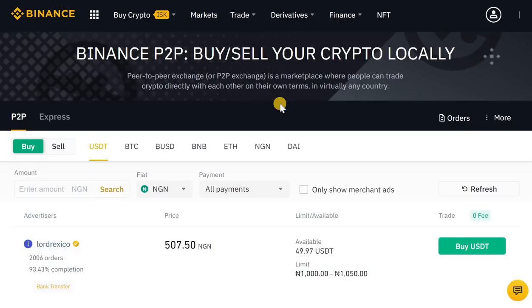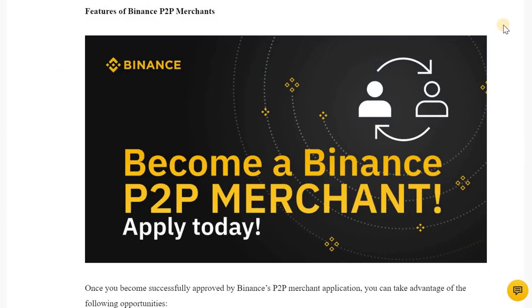There are two ways you can make money on the Binance P2P platform. Now, the first way is when you become a Binance P2P merchant. This is an easy way to make money P2P trading. You can simply apply on Binance to become a P2P merchant. And when you do so, you would be able to earn more money over time.